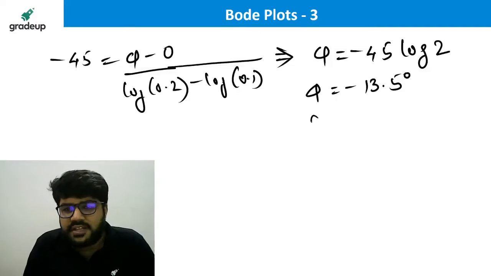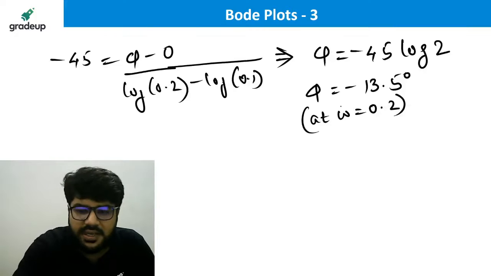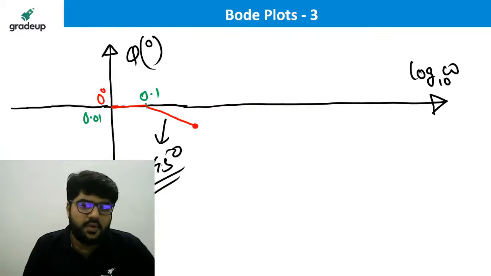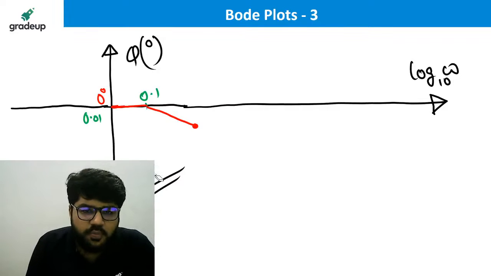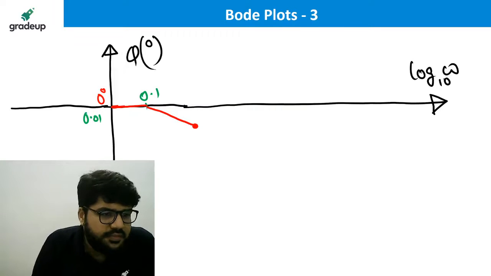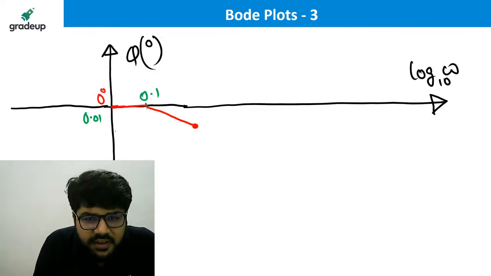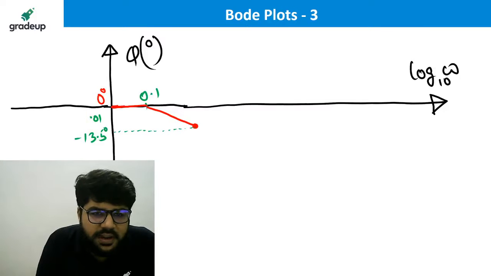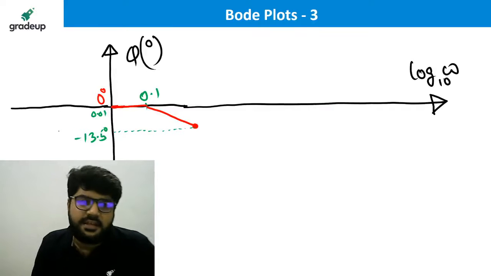This is the phase at what? I have calculated the phase at omega equal to 0.2, the next slope change point. So when I go from 0.1 to 0.2, the phase would have become minus 13.5. Same slope formula, guys, same thing that we have learned earlier also.